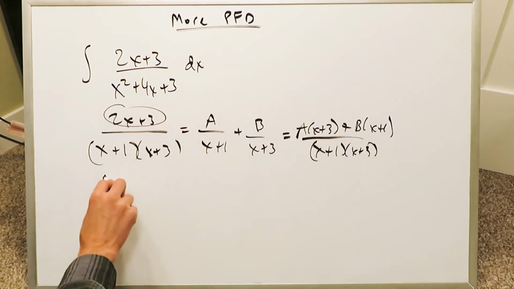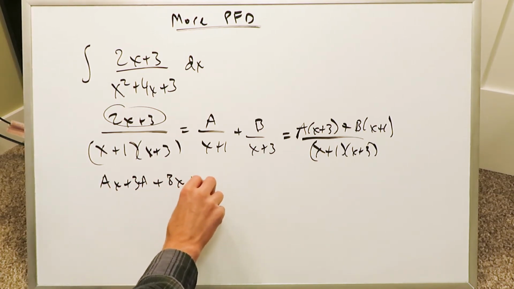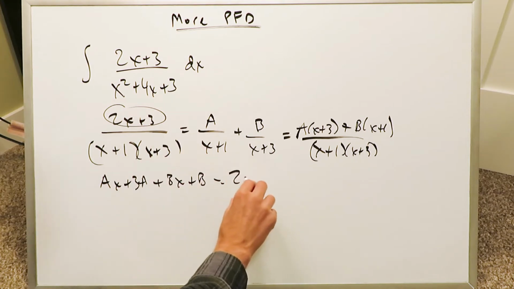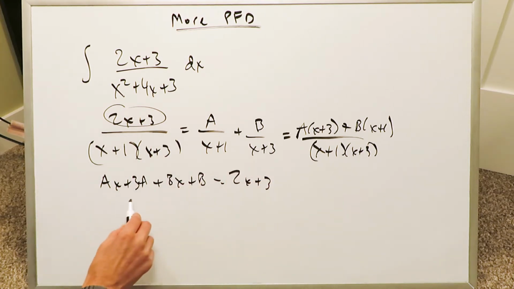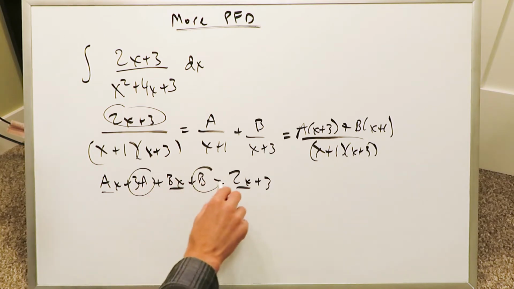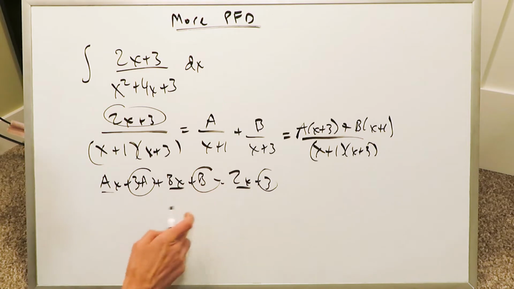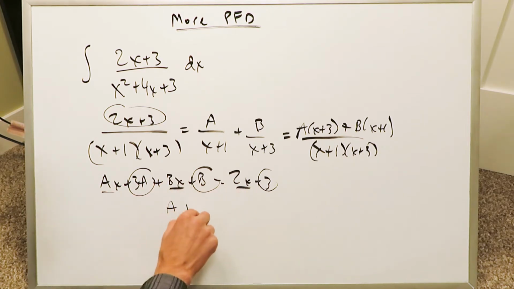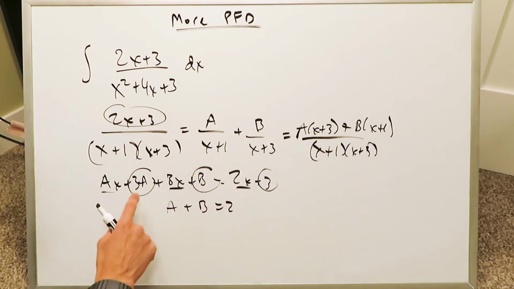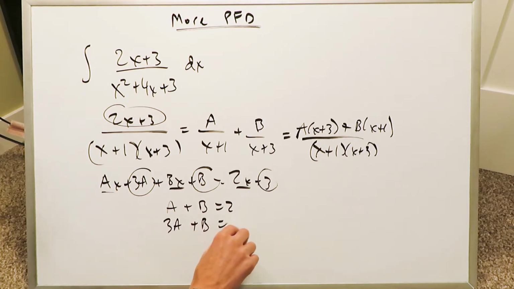Open up that numerator. You have ax plus 3a plus bx plus b is equal to 2x plus 3. Now look for your linear variable items: you have ax, bx and 2x. Then the constants are these, right? Take these separate systems and look only at their coefficients and write them out. You have a plus b is equal to 2. Then you have 3a plus b is equal to 3.